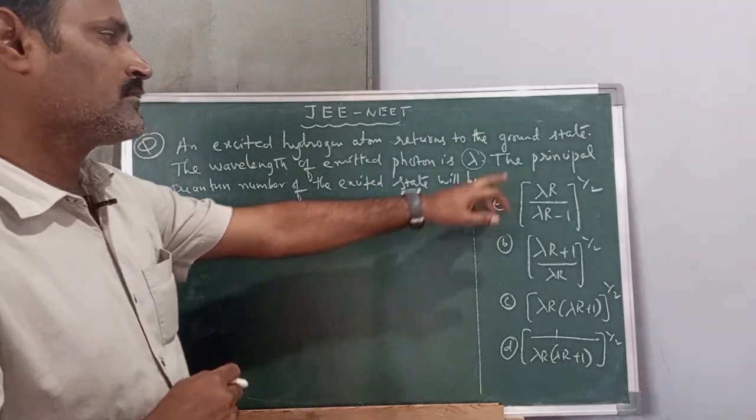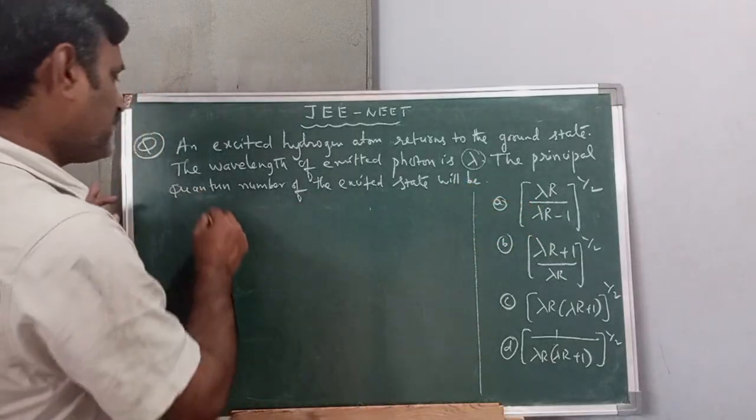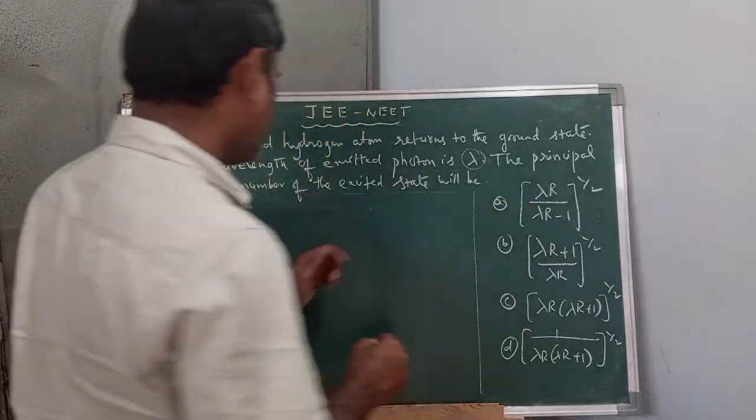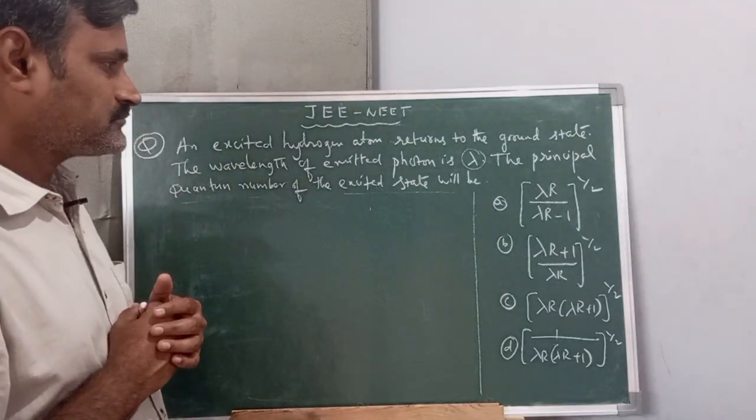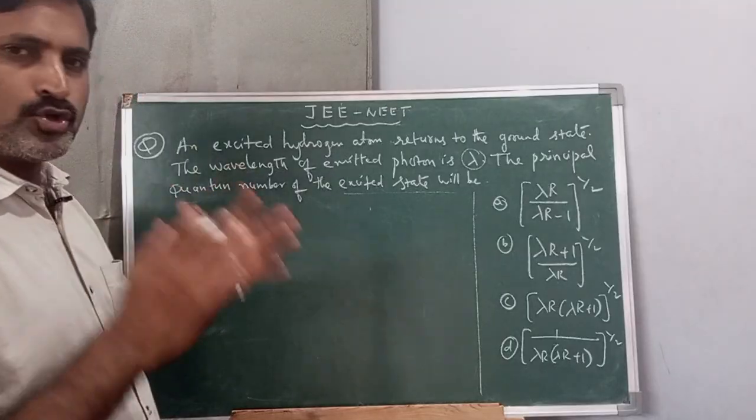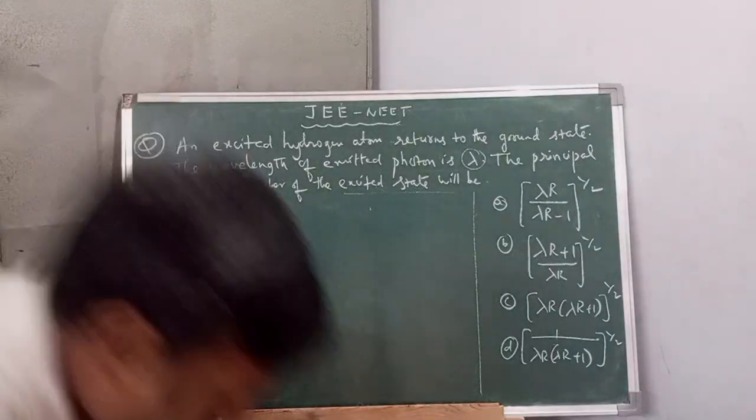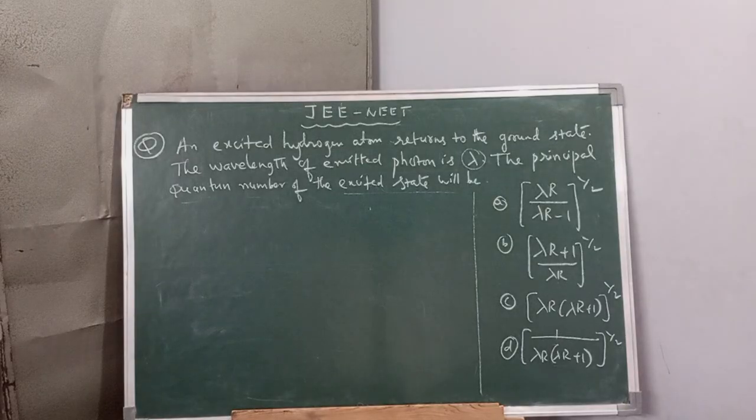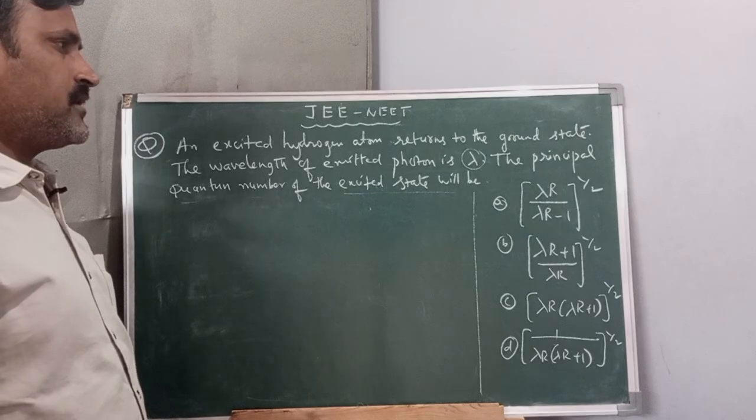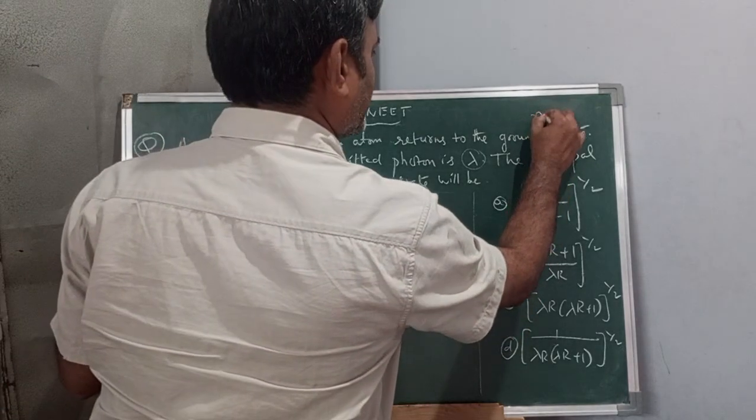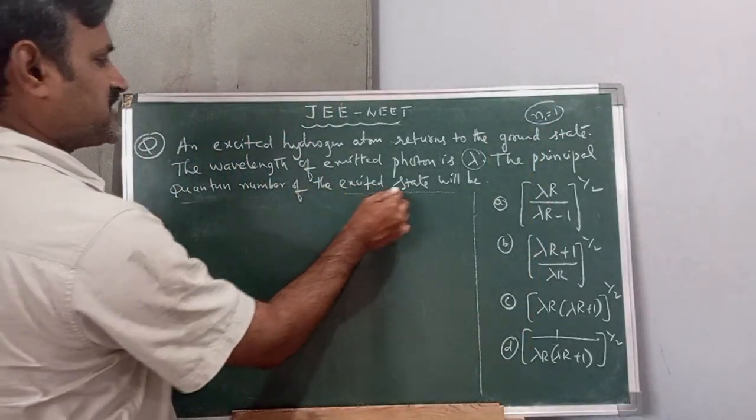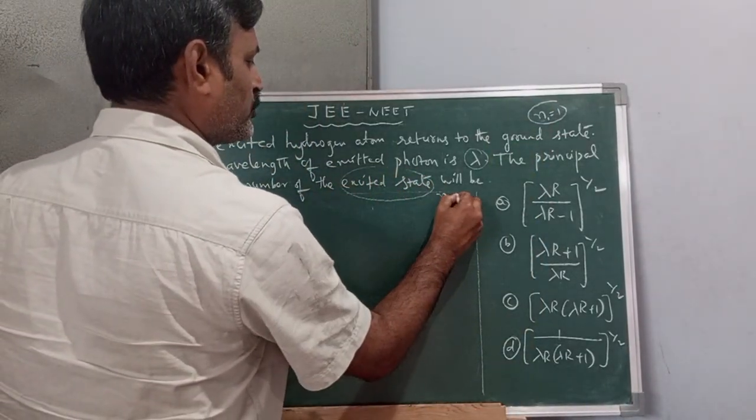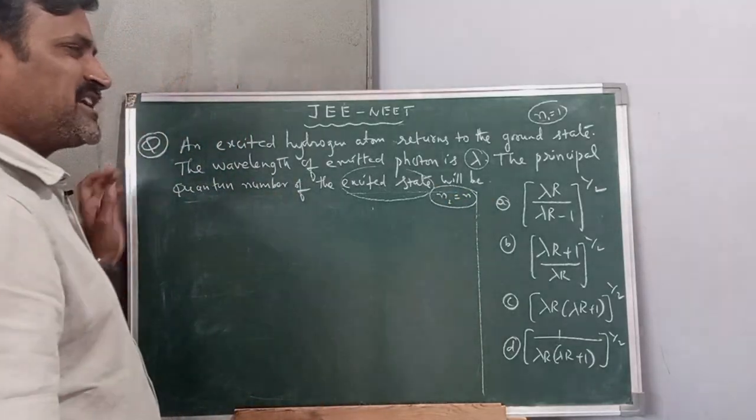Now the question is, the principal quantum number of the excited state will be, with principal quantum number symbol small n. You have to calculate that value using the hydrogen atom only. At this juncture, I would like to give you the hydrogen spectrum related formula. Ground state means n is equal to 1, so you can consider n1 is equal to 1. For the excited state, you can consider n2 is n, the symbol for principal quantum number.